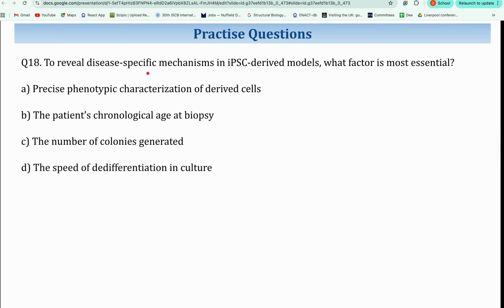To reveal disease specific mechanisms in induced pluripotent stem cell derived models, what factor is most essential? Option A, precise phenotypic characterization of derived cells. Option B, the patient's chronological age at biopsy. Option C, the number of colonies generated. And option D, the speed of dedifferentiation in culture. So what do you think will help you to reveal the disease specific mechanisms in iPSC derived models?